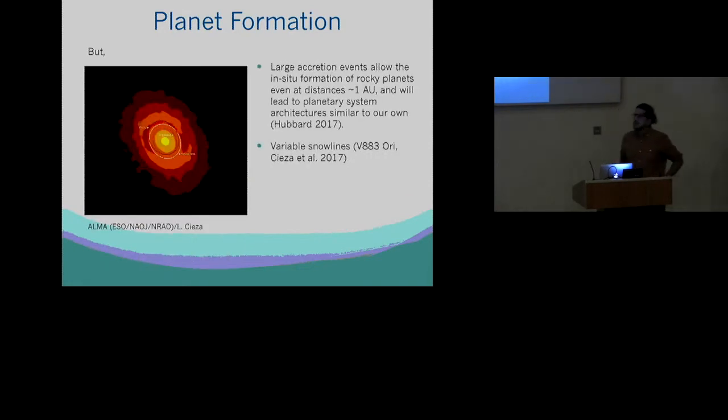Theoretically, Hubbard 2017 has shown that large, long-lasting accretion events can have effects on the final architecture of planetary systems, and they can lead to planetary systems similar to our own solar system. And observationally, we have seen this variable location of the snow line. This is a known young eruptive YSO, and Cieza et al. have shown that the location of the snow line is at 42 AU because of this large outburst, when you would generally expect the snow line to be located at 5 AU for a one solar mass star.